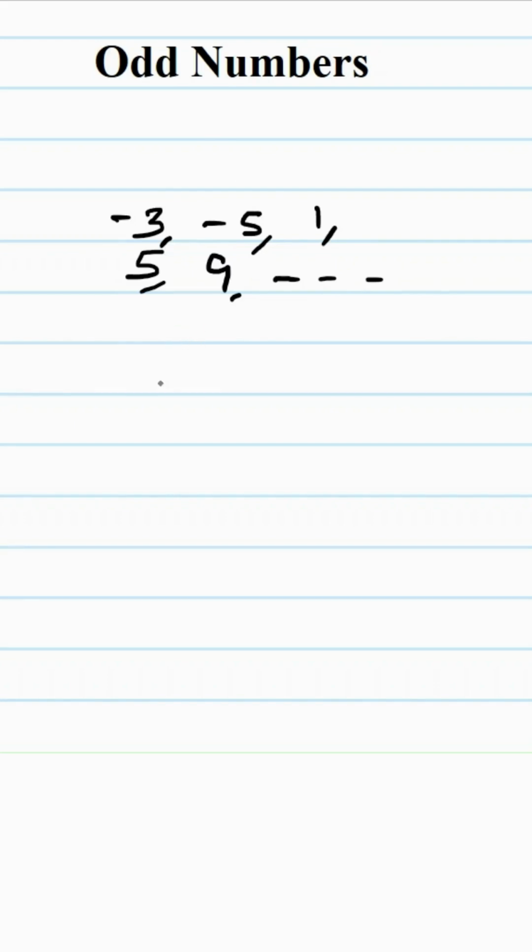For example, 5 divided by 2. Now we have 5, which is 1, 2, 3, 4, 5. So I will divide 5 into 2 places. So we have 1, 2, 1, 2. So you can see that we have a remainder of 1. So this is why 5 is an odd number.